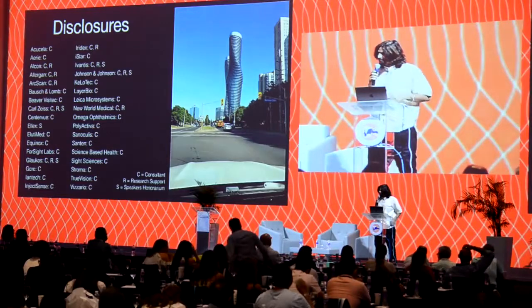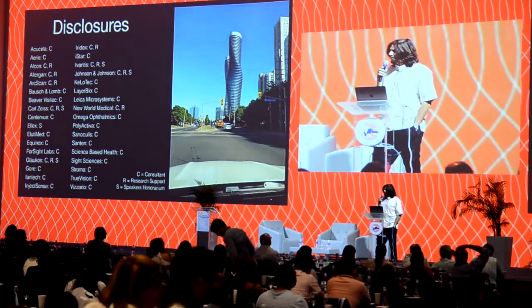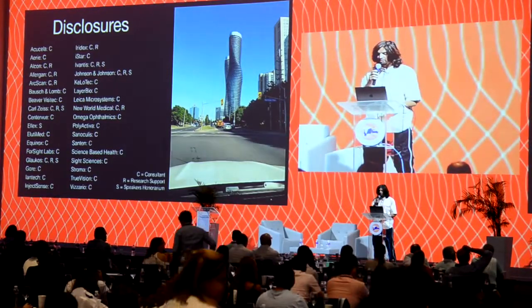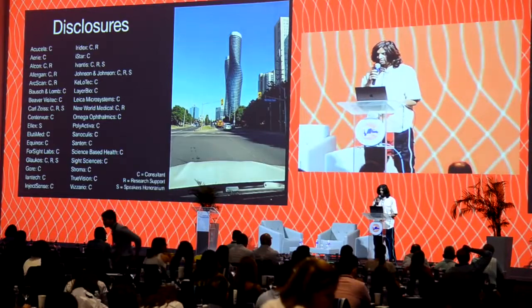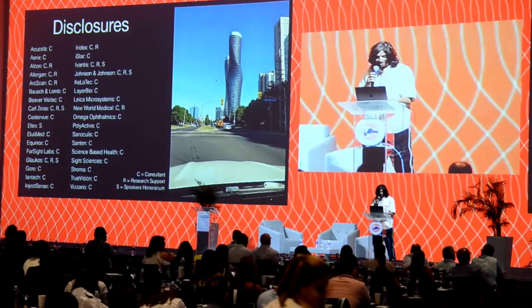These are my disclosures. This is a view of our city in Mississauga, where I live, which is in the west part of Toronto. These are called the Marilyn Monroe buildings. You can see, I'm not sure why they're called Marilyn Monroe buildings, but that's what they call them.